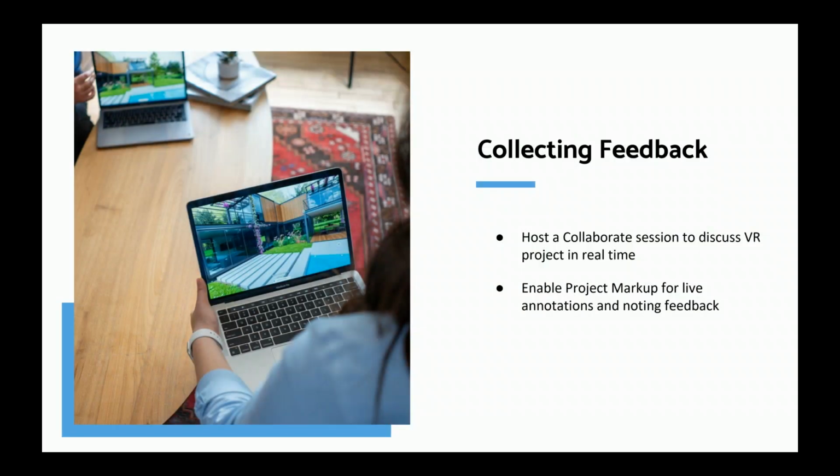Collecting feedback is one of the shining features of Yulio. Collaborate using Yulio means that you can send a URL link to your client and you can see what your client is seeing using this feature. We also have a feature called Project Markup that allows you to collect feedback live when you're meeting with your clients, for better revisions and to reduce the amount of iterations needed.